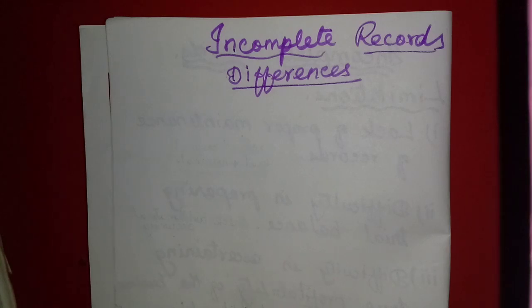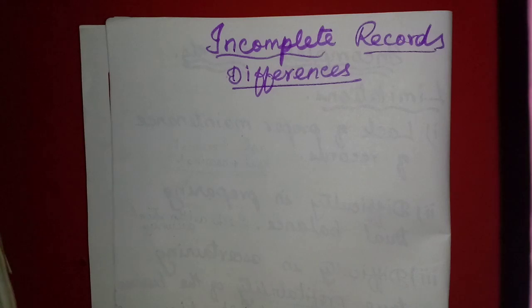Since it is incomplete records and we do not record the two aspects, that means we do not follow the double entry system, we cannot prepare the ledger accounts and the trial balance. Since the trial balance is not available, we are not able to prepare the trading and profit and loss account, from which we could find out the exact profit. So that is lacking in incomplete records. We are not able to prepare the financial statements. That's the first one, the profit and loss account.